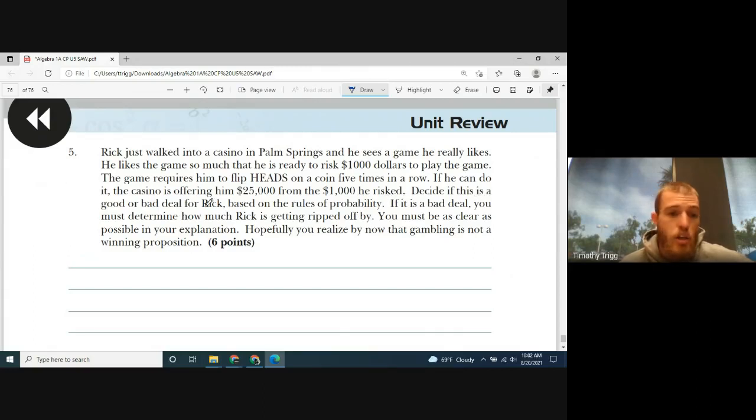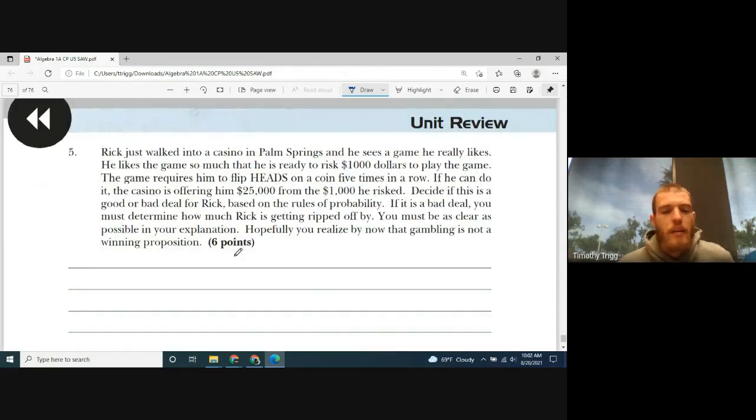Decide if this is a good or bad deal for Rick based on the rules of probability. If it is a bad deal, you must determine how much Rick is getting ripped off by. You must be as clear as possible in your explanation. Hopefully you realize by now that gambling is not a winning proposition.